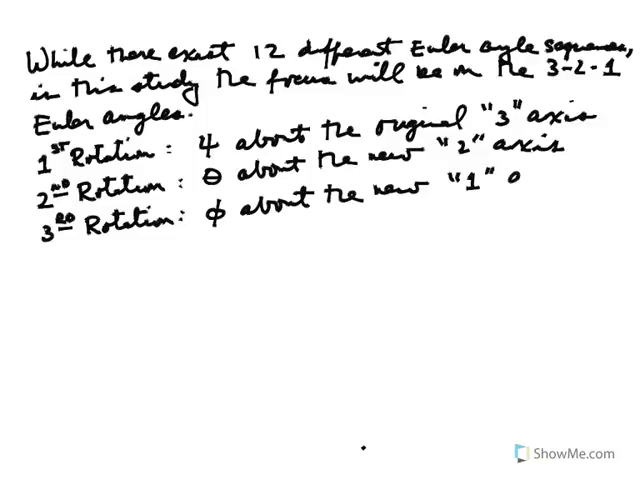Now, the way this is going to work is that we're going to start with an orientation. We're going to rotate about the original 3 axis by this angle psi. Then we're going to take that orientation and rotate by the angle theta about the new 2 axis. Then we're going to take that orientation and rotate by the angle phi about the new 1 axis. These rotations look as follows in 3 dimensions. So this takes a little bit of visualization, but this is why I'm going to break it down into pictures which are 2-dimensional when we're all done.